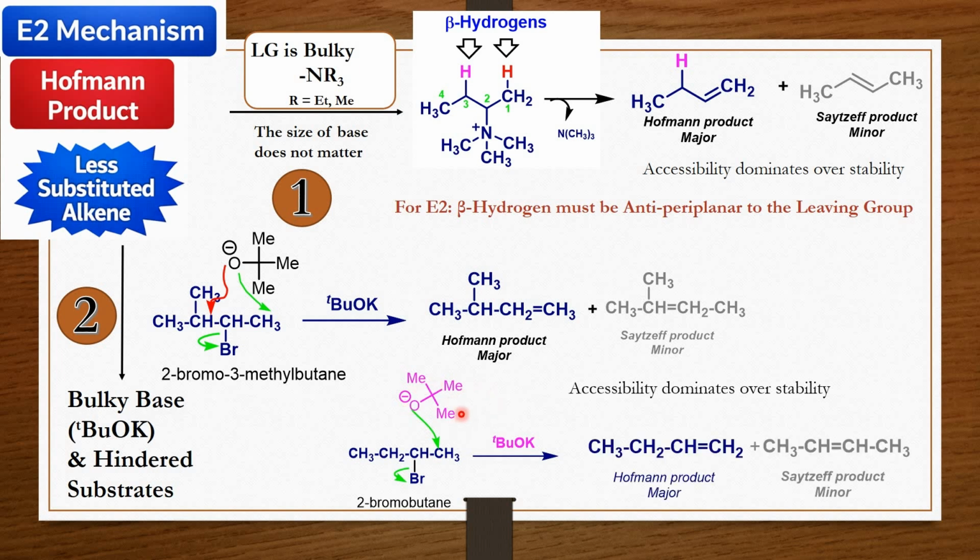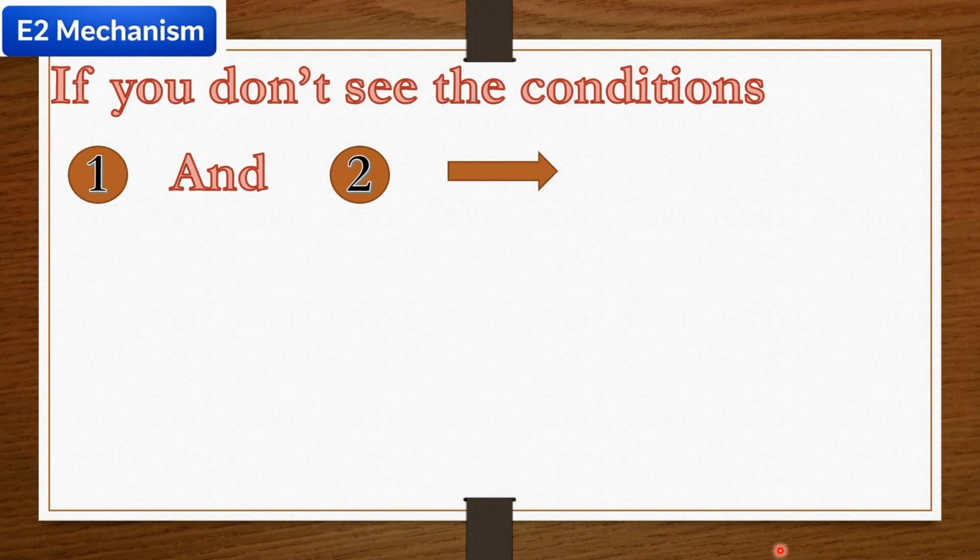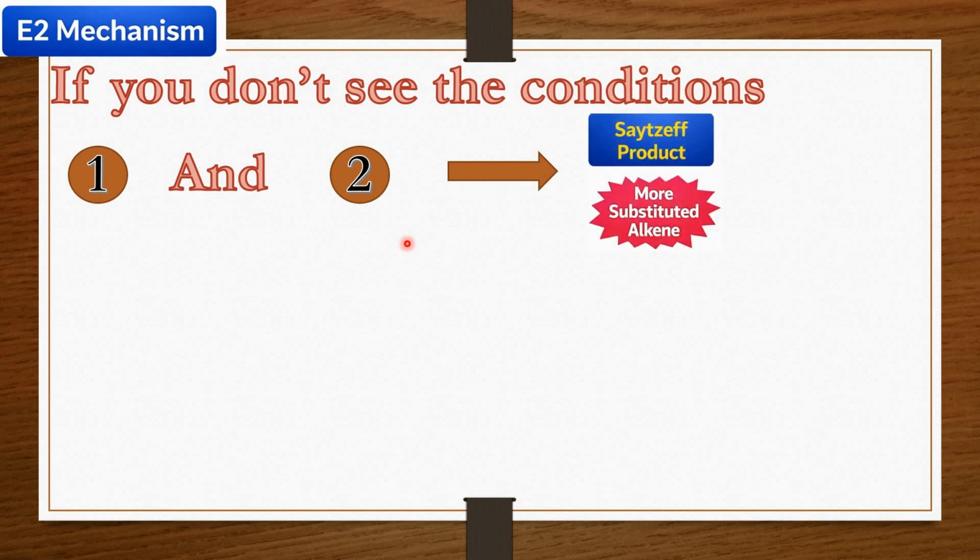So remember that whenever you see the tertiary butoxide base, you will make the major product the less substituted alkene. Remember that accessibility dominates over stability. So this carbon hydrogen is easily accessible as compared to this secondary carbon. Now I hope those two conditions are clear to you. If you don't see those conditions 1 and 2, then always go for the Saytzeff product. Always go for the Saytzeff product if you don't see a bulky leaving group or bulky base.